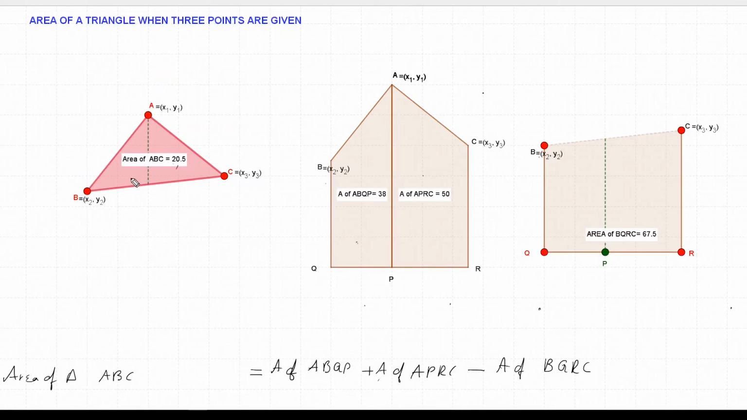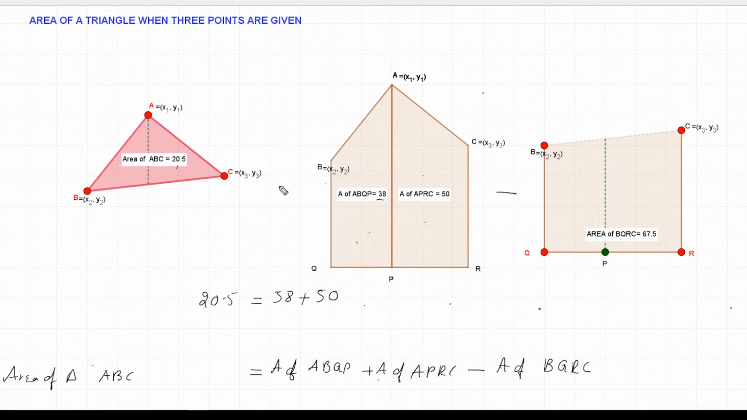Well, that's the logic we built, guys. I can see that the area of the triangle ABC is given as 20.5. So let me write that here. According to this formula, this is 20.5, the area of the triangle ABC. And that should be equal to the area of the trapezium ABQP, this guy. That should be 38. So let me write 38. And I'm adding this with the area of this guy, that is 50. And I should be subtracting this guy.